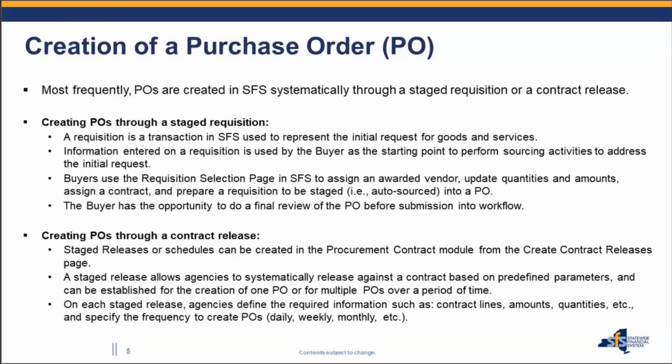Alternatively, agencies can create POs through a contract release. Stage releases or schedules can be created in the procurement contract module in the statewide financial system. A stage release allows you to systematically release a contract based on predefined parameters and can be established for the creation of one or multiple POs over a period of time. On each stage release, you define the required information, such as contract lines, amounts, quantities, and you specify the frequency to create your purchase orders.